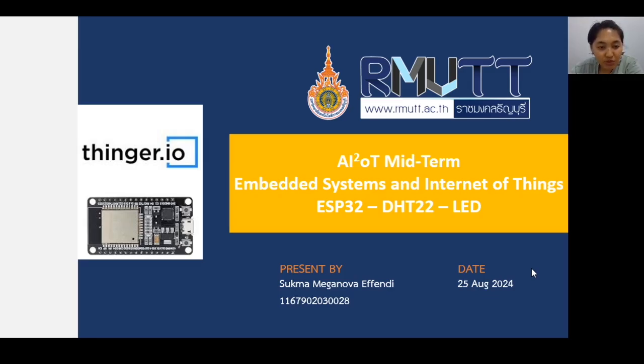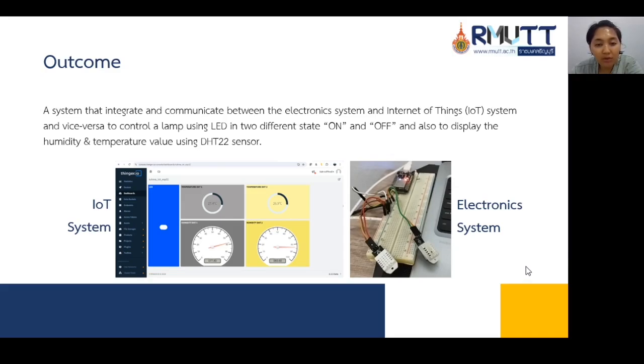The topic of this project is about embedded systems and Internet of Things using ESP32, DHT22, and LED. The outcome of this project is a system that integrates and communicates between the electronic system and the Internet of Things (IoT) system and vice versa, to control an alarm using LED in two different states, on and off, and also display the humidity and temperature value using the DHT22 sensor.